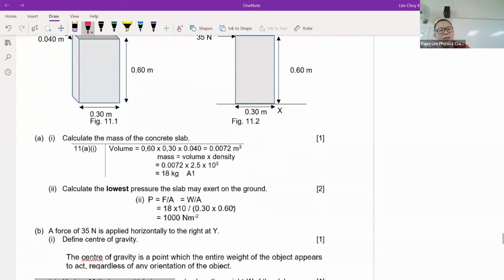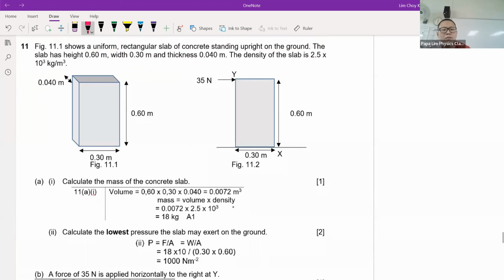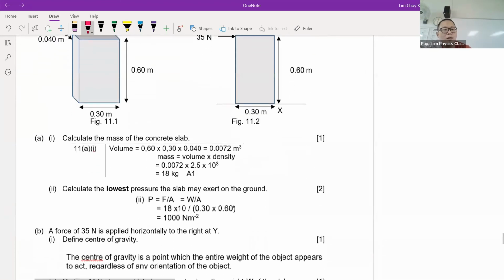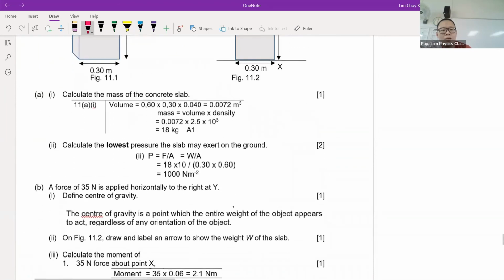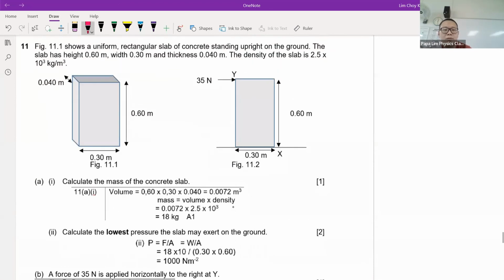Question 11 is a classic example of pressure and volume. For part A, 1 and 2, I will not dwell too much. It's a classic example of force over area, and my students have no problem with it. So I will just leave the answer here for you to take a look. If you have a problem with this question, just type it in the comment bar below, and I will come back to it.